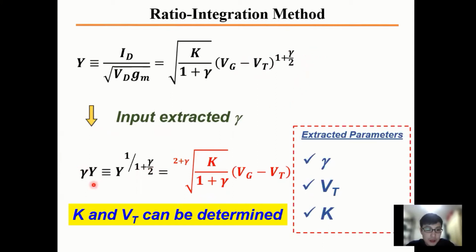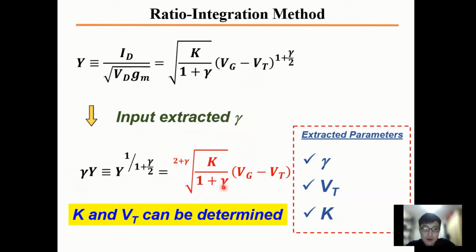How do we do so? We can define a new function that is called gamma Y. So gamma Y is the Y function divided by the root of 1 plus gamma over 2 of the Y function, and then the above equation becomes this equation over here. So by calculating the gamma Y function and plotting it against gate voltage, the slope we get is this term over here.